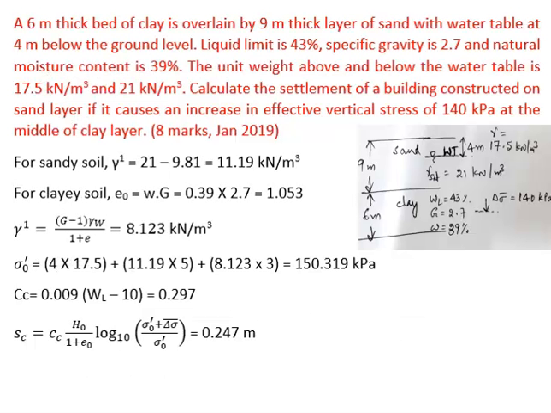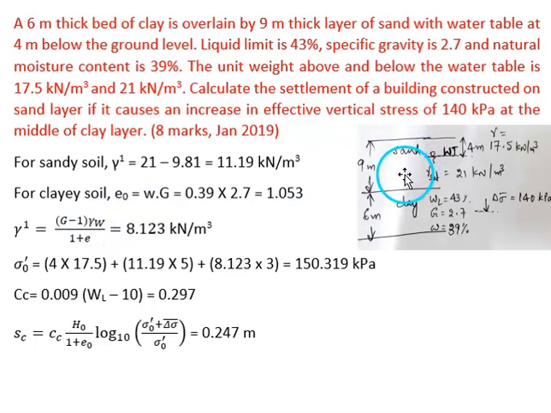This is one example. A 6-meter thick bed of clay is overlain by a 9-meter thick layer of sand with the water table at 4 meters below the ground level. Liquid limit is 43%, specific gravity is 2.7 and natural moisture content is 39%. The unit weight above and below the water table is 17.5 and 21 kN per meter cube. Calculate the settlement of a building constructed on the sand layer if it causes an increase in effective vertical stress of 140 kN per meter square at the middle of the clay layer.